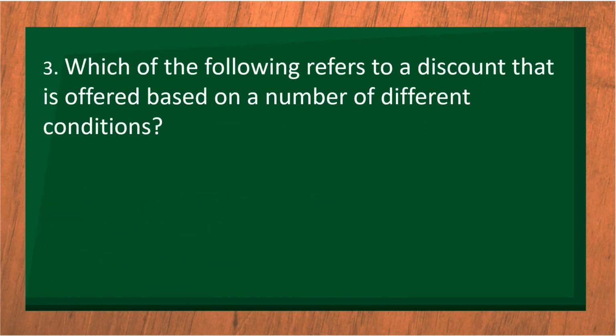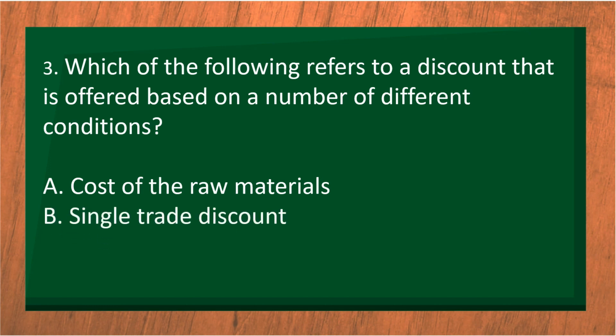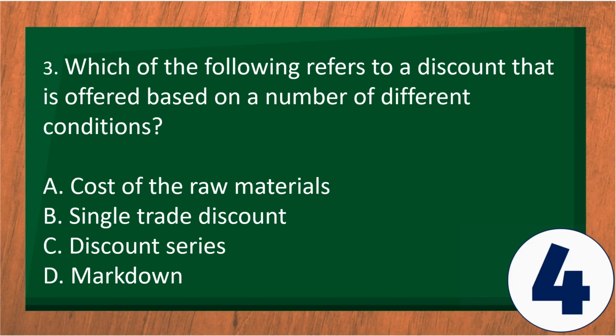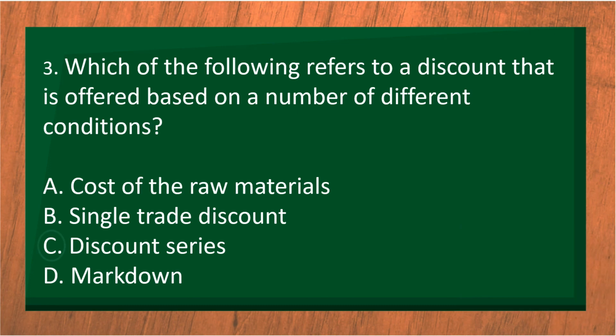Number 3. Which of the following refers to a discount that is offered based on a number of different conditions? Letter A, cost of the raw materials. Letter B, single trade discount. Letter C, discount series. And letter D, markdown. Correct answer is letter C, discount series.